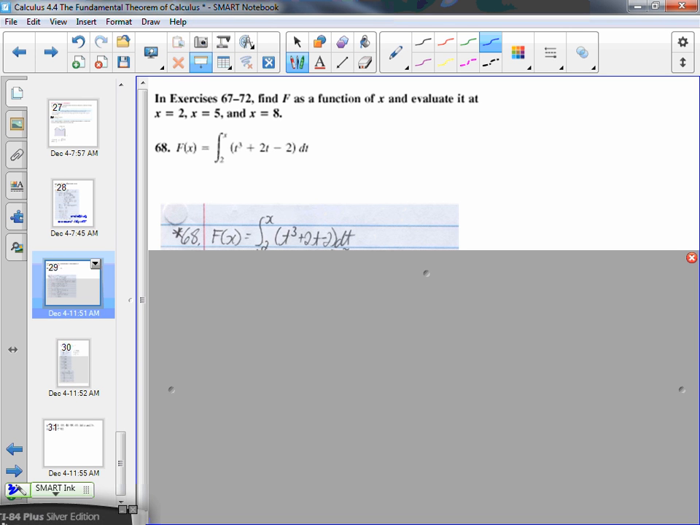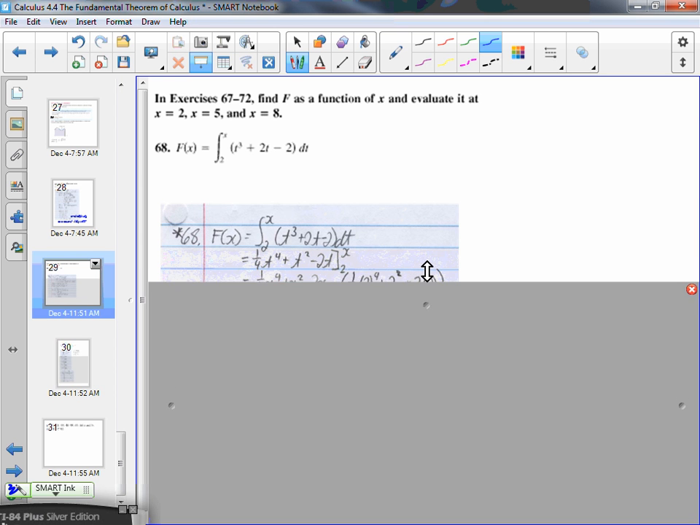Well, it's not the second fundamental theorem of calculus because they're not asking us to find its derivative. Okay? The second fundamental theorem of calculus would be to find capital F prime of x, which would be x cubed plus 2x minus 2, right? But that's not what they ask us to do. So, find capital F as a function of x. Right now, capital F is a function of a definite integral.